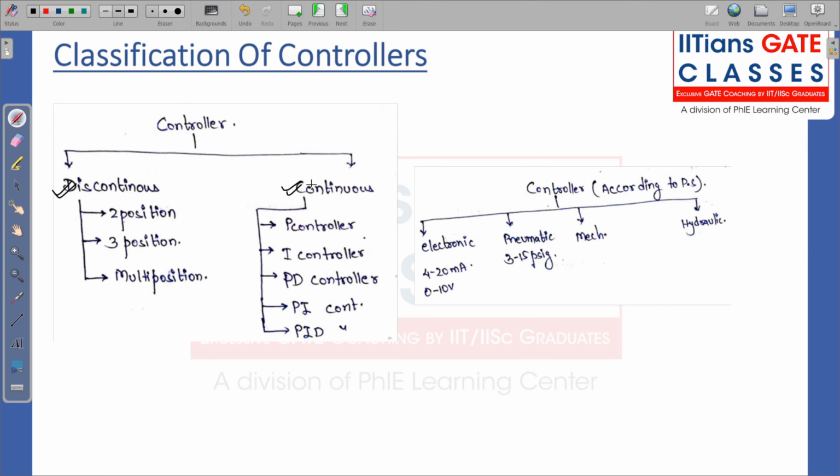Suppose I have a multi position valve, which can close or it can open 10% of its final value, 20% of its final value, 30% of its final value. That is also a multiple position controller kind of. Next we have continuous controller. So continuous controller can be proportional controller, integral controller, proportional derivative controller, proportional integral controller, and proportional integral derivative controller. So this classification is according to the position of the controller.